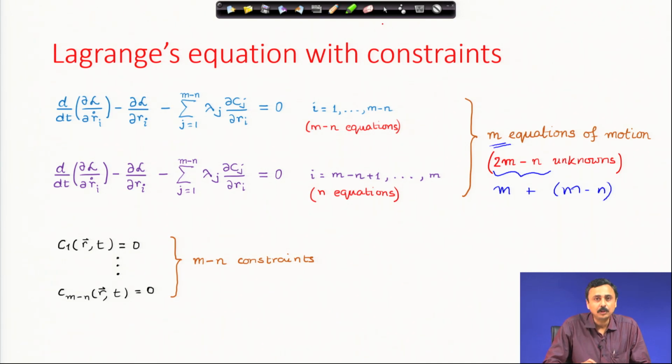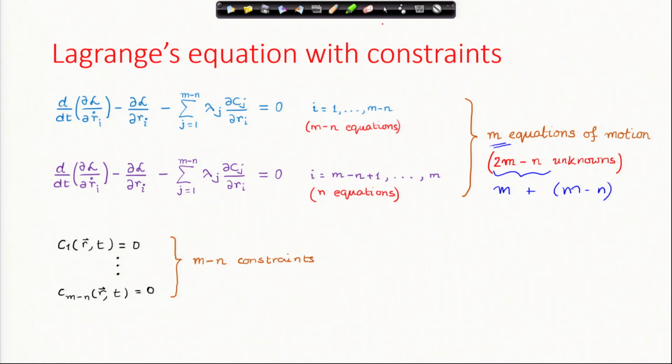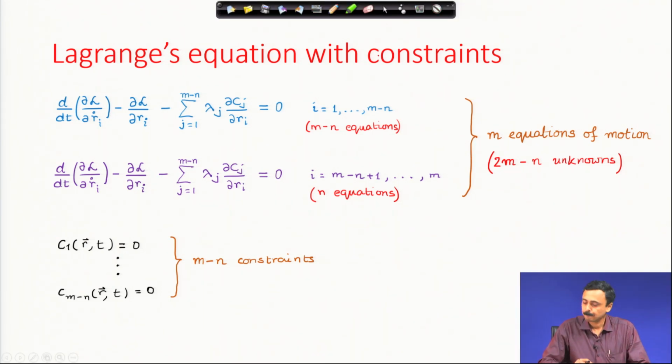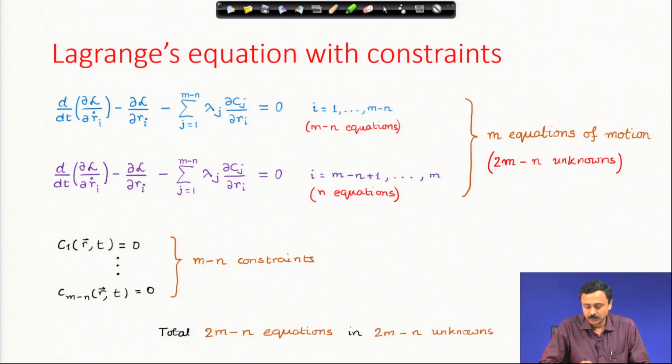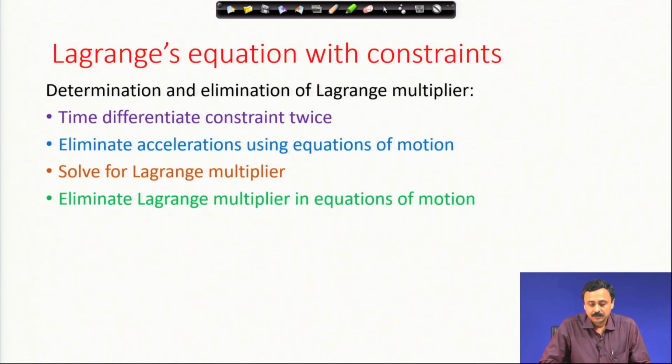So, we have all the required equations to solve the whole thing. We can solve for the physical coordinates as well as the Lagrange multipliers. Therefore, finally, we have 2m minus n equations in 2m minus n unknowns. So, we have a closed system, but these are differential algebraic systems and not very easy to handle. Therefore, we follow the steps that we have discussed for determination and elimination of the Lagrange multipliers.